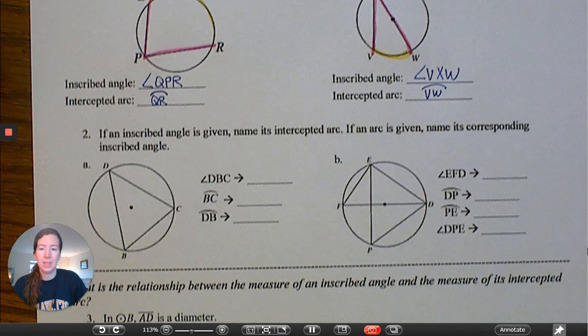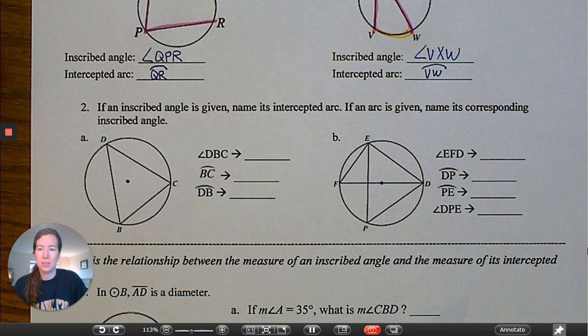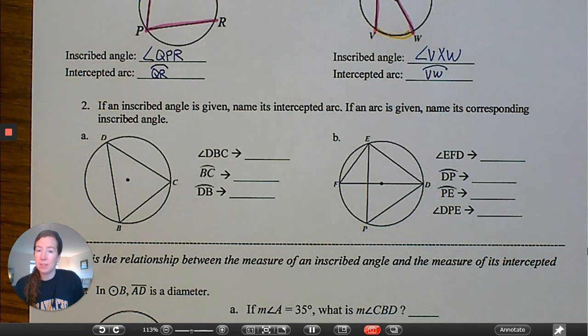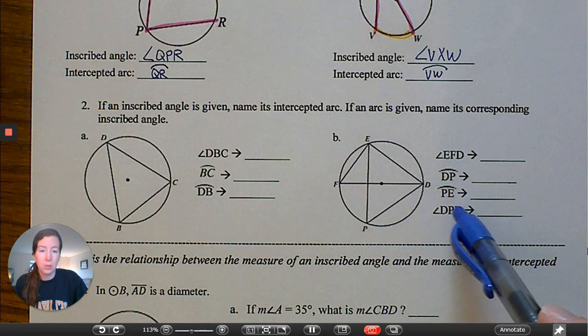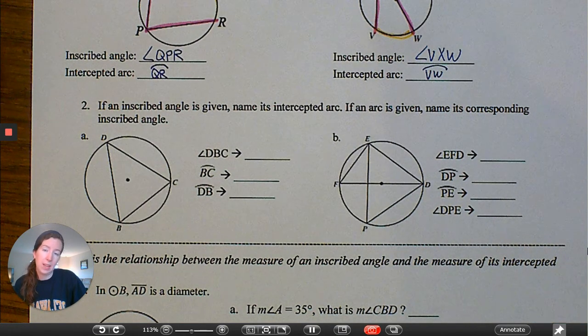Okay, next little section. If an inscribed angle is given, I want you to name the intercepted arc that goes with it. If the arc is given, name the corresponding inscribed angle. We're going to do example A together, and then I'm going to have you pause and try to do B on your own, and then you'll unpause and see how you did.